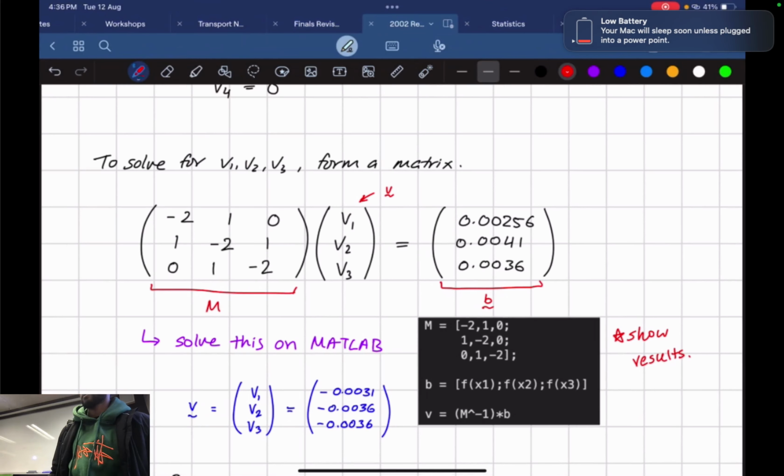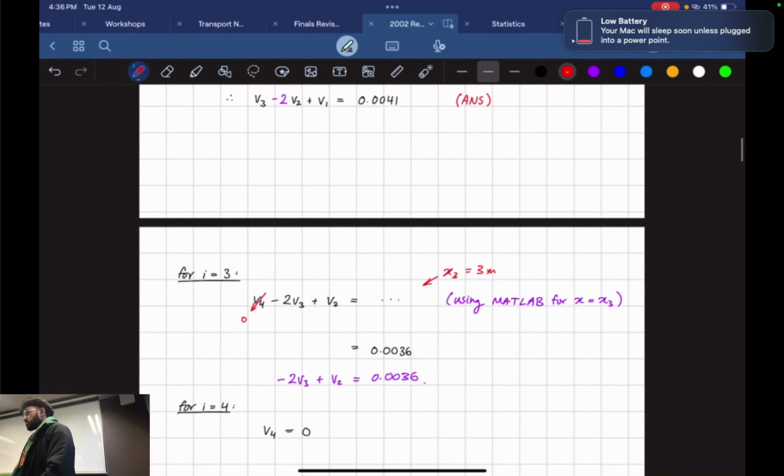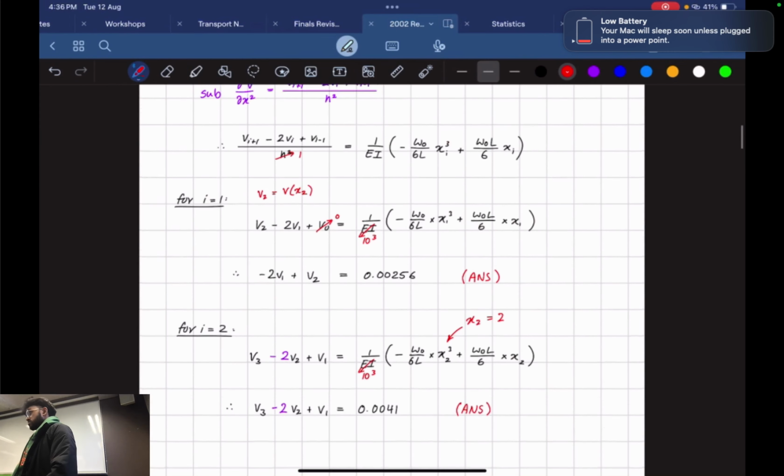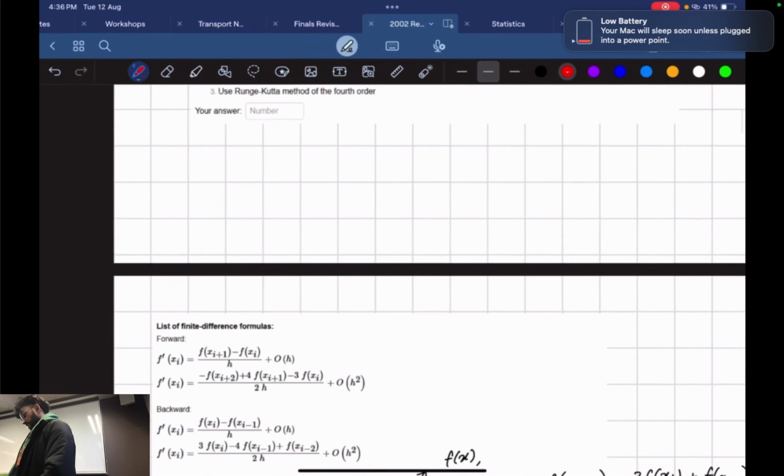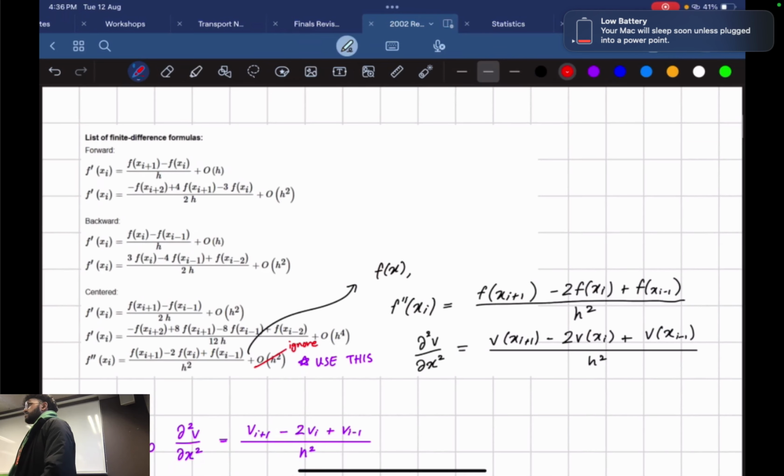If you scroll back past the, yeah, do that. How do you know which one to use out of all of these? So we're dealing with a second order differential equation, so d squared v over dx squared. It's the second derivative. The only second derivative we have is this one, so that's going to be the one.